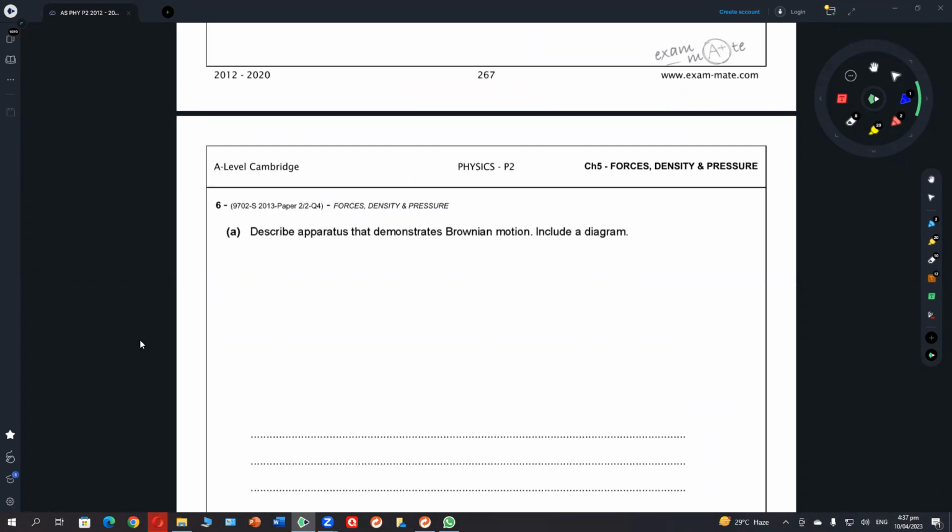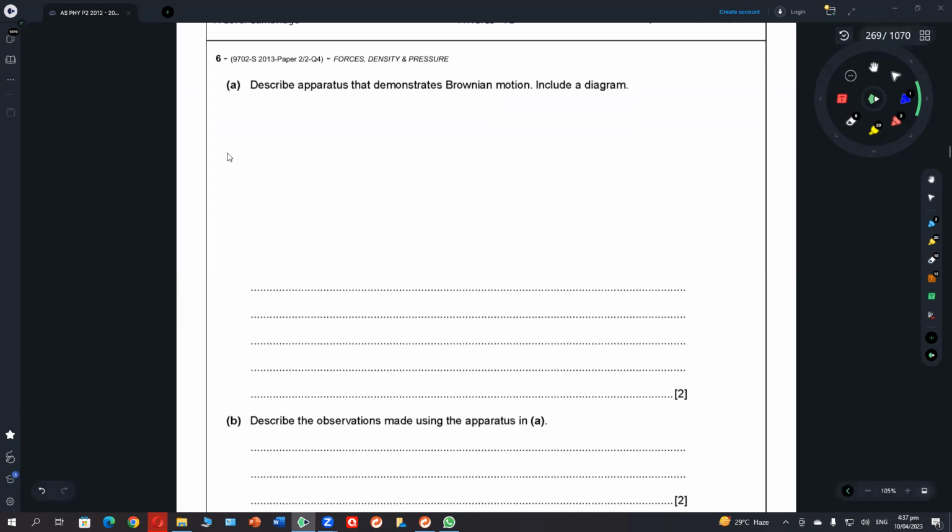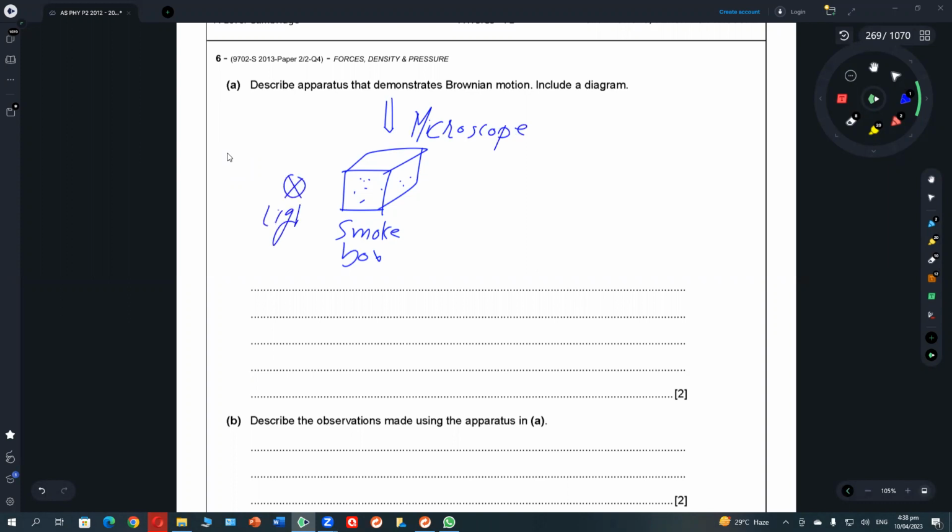Brownian motion is not required anymore. It was in our course. Do you remember this topic if you have studied this topic in O level, Brownian motion? No, I don't remember this one. It was a topic in which there was a smoke box. Just remind, I think you can remember it. A smoke box, a microscope and a bright source of light. No need to copy it.